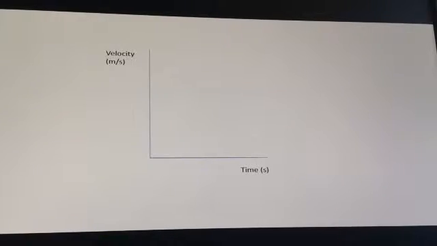And in this velocity time graph, the object isn't moving at all. The line is seen along the time axis where velocity is 0 meters per second. This is an object that's at rest or stationary.